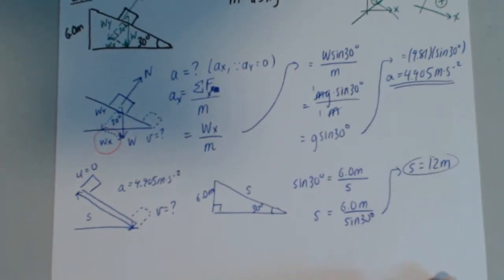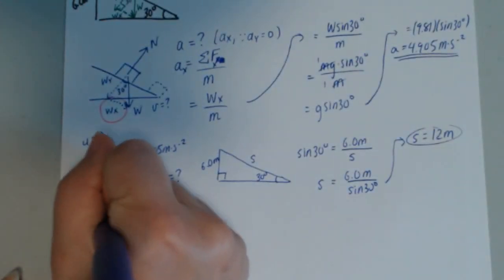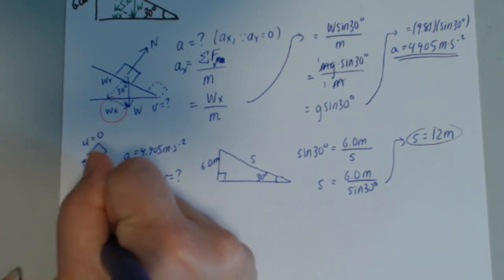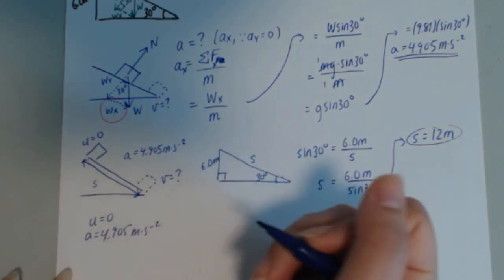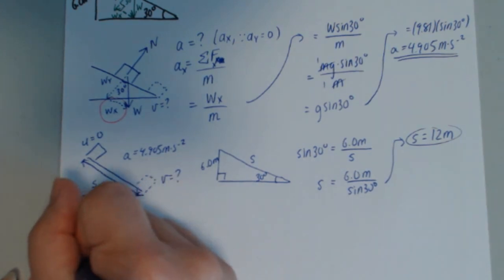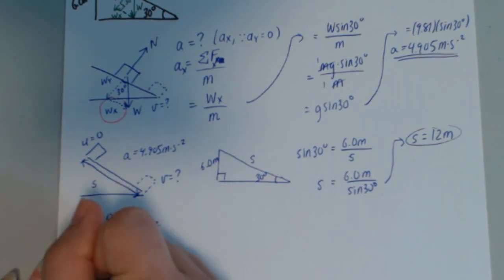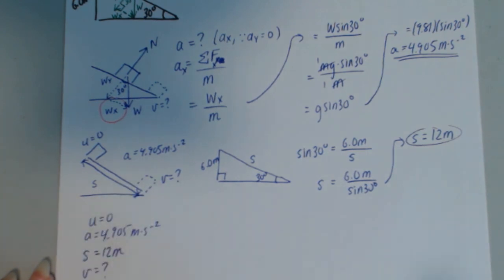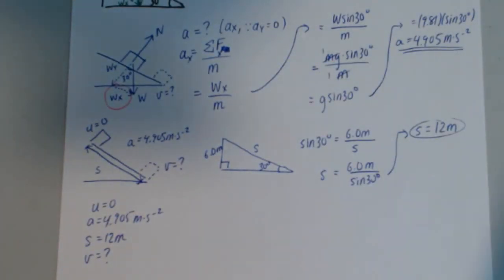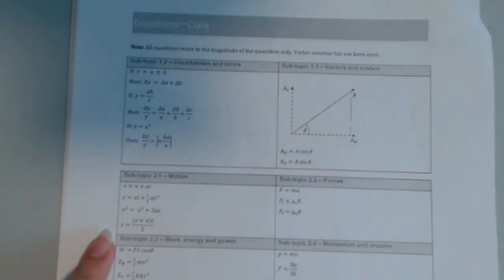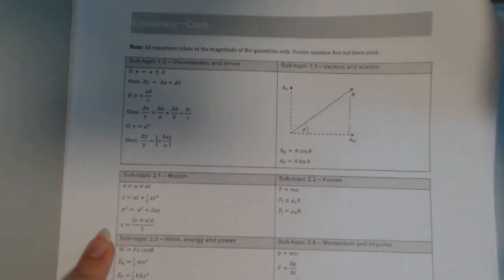Okay, so we have that. So let's write everything neatly. What we have: u equals 0, a equals 4.905. Keep in mind that in the slides it's using 5, so the number is going to come out a bit different. s equals 12 meters, and we're looking for v. In case you forgot the formulas, I really hope you memorized it at this point, but here it is in 2.1. We're going to be using this formula here: v squared equals u squared plus 2as.